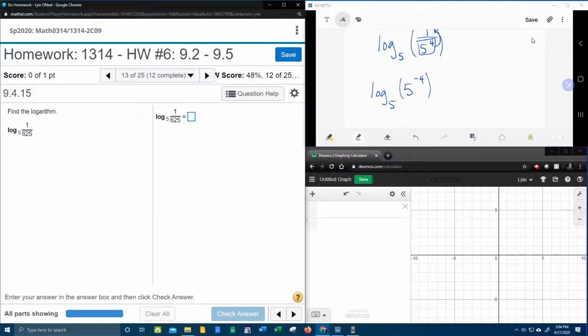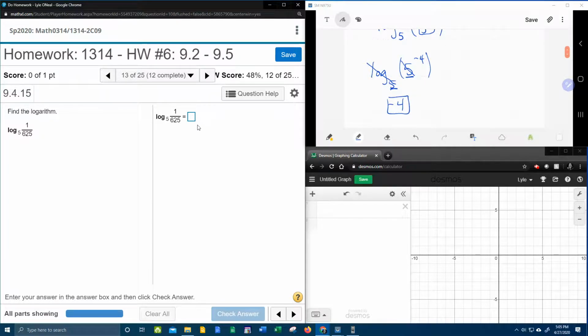And now look at what I'm taking the log of. This is now log base 5 of 5 to the negative 4. And now I can see that these bases match. And when the bases match, they cancel. And so the answer here is going to be just negative 4. At least that's what I think it is.